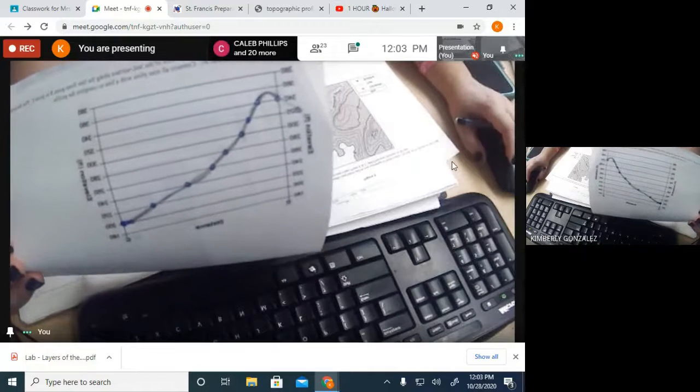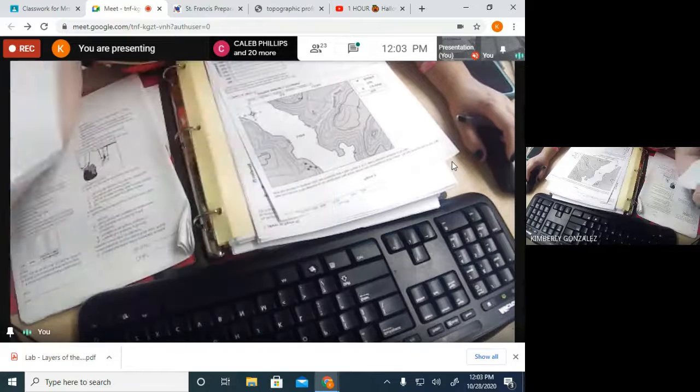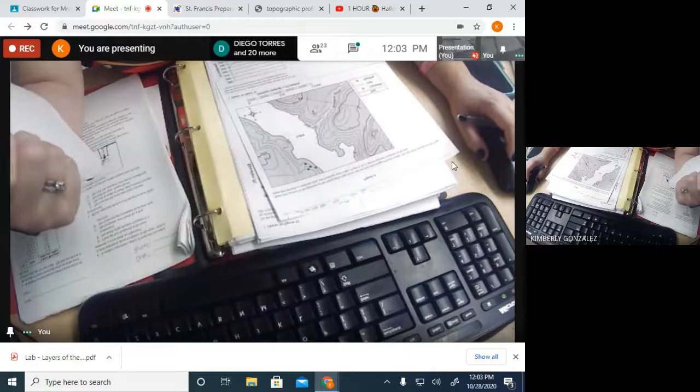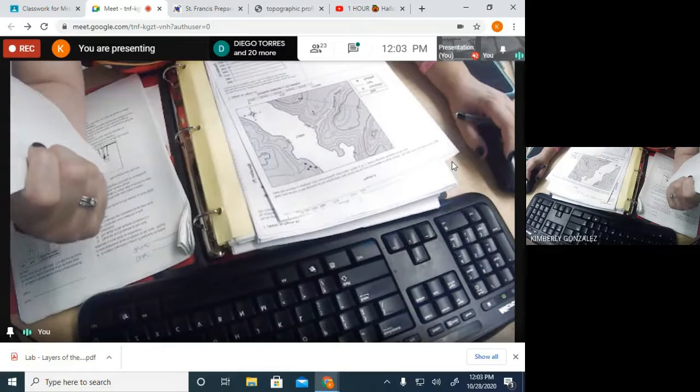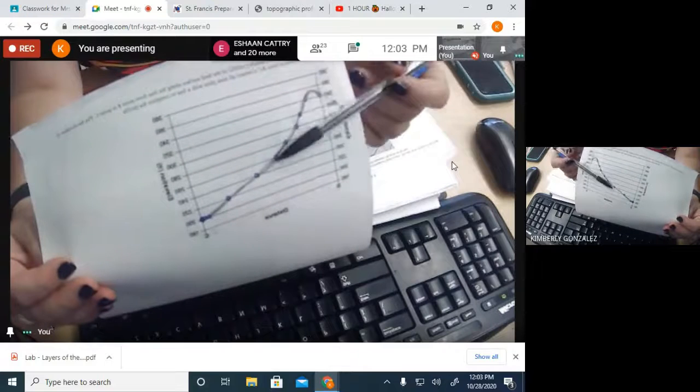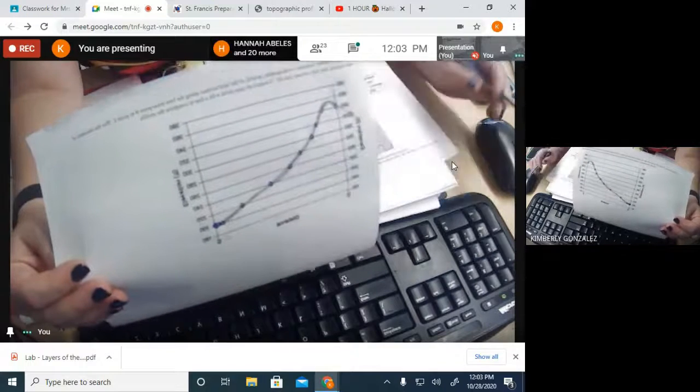After the 300, does it go back up? No. It keeps going straight down from 340 straight to 200. See? It goes straight down, straight to 200.